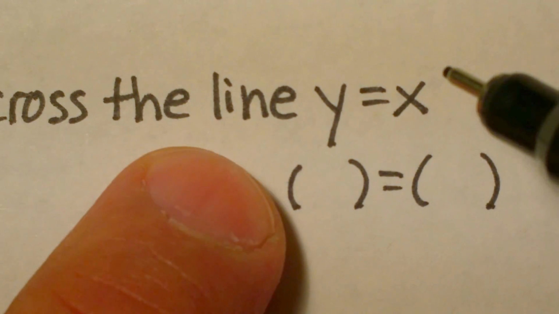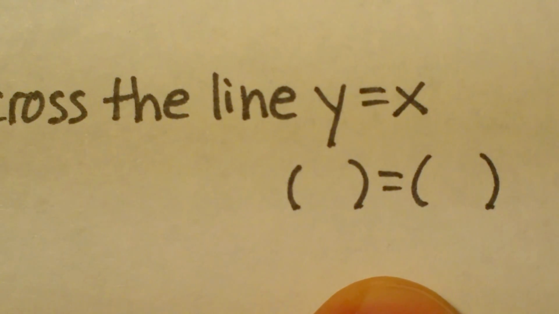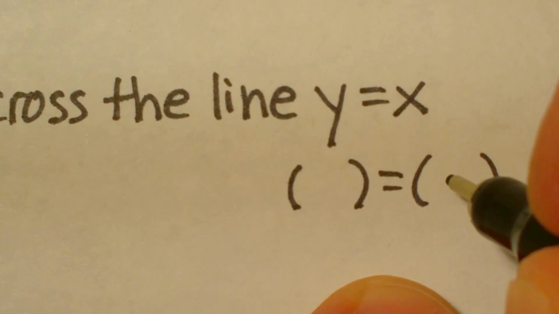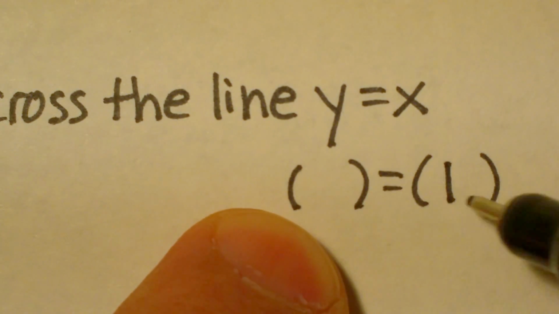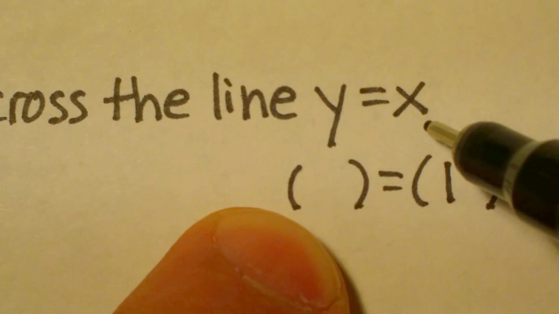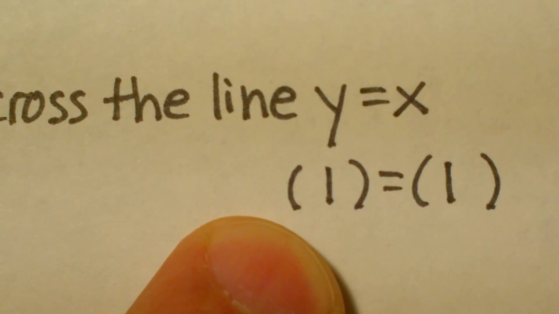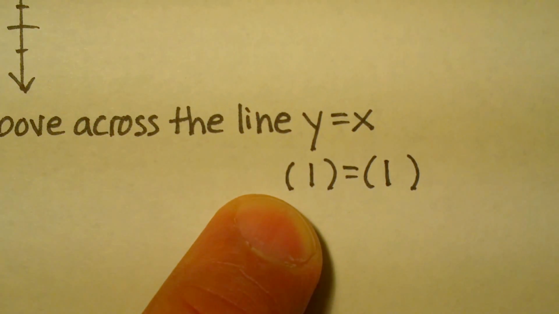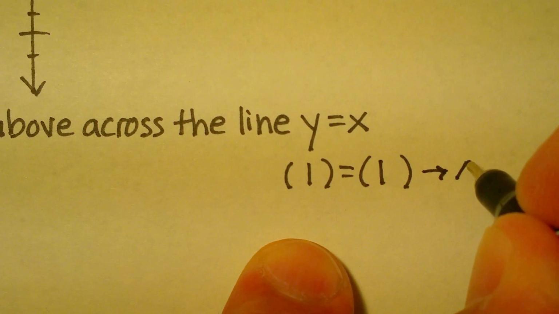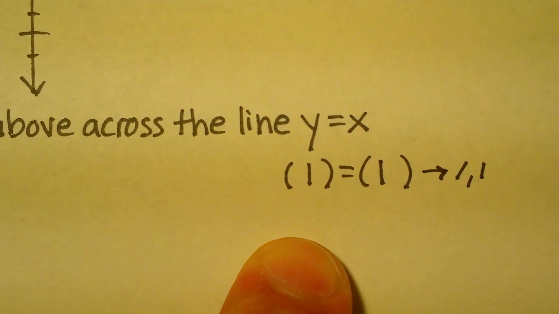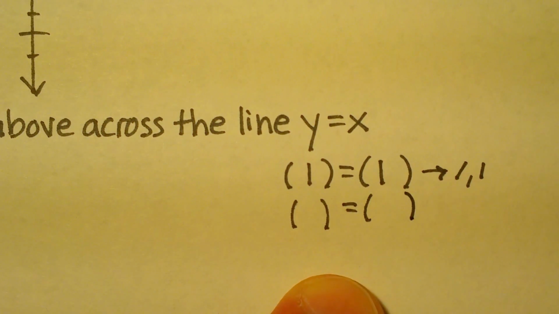Now, if I want to find out what the line y is equal to x looks like, I would need some inputs. Let's start with x. If I put in the input 1, what y is going to make this equation equal? If you said 1, you're absolutely correct. That produces a coordinate, (1, 1).